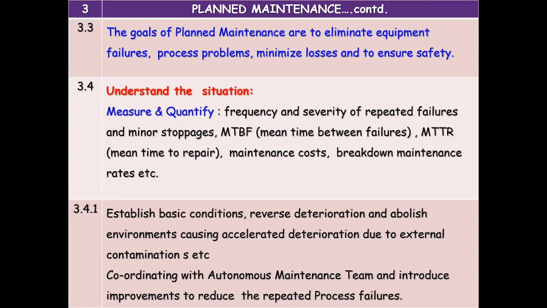The goals of planned maintenance are to eliminate equipment failures and process problems, minimize losses, and ensure safety. Understand the situation. Measure and quantify the following: frequency and severity of repeated failures and minor stoppages, MTBF, that is mean time between failures, MTTR, that is mean time to repair, maintenance costs, breakdown maintenance rates, etc. Establish basic conditions, reverse deterioration, and abolish environments causing accelerated deterioration due to external contamination, etc. Coordinating with the autonomous maintenance team, introduce improvements to reduce the repeated process failures.